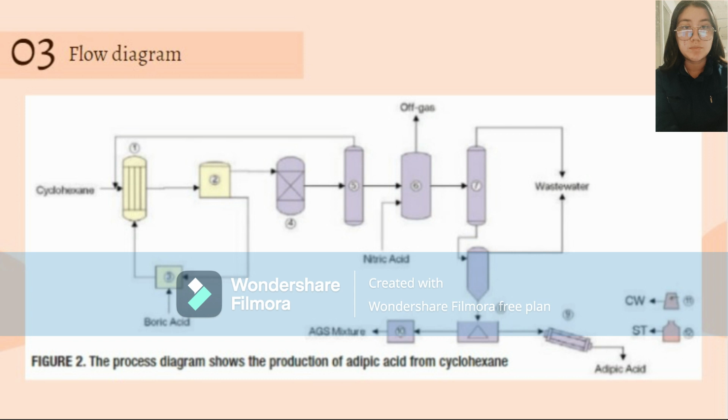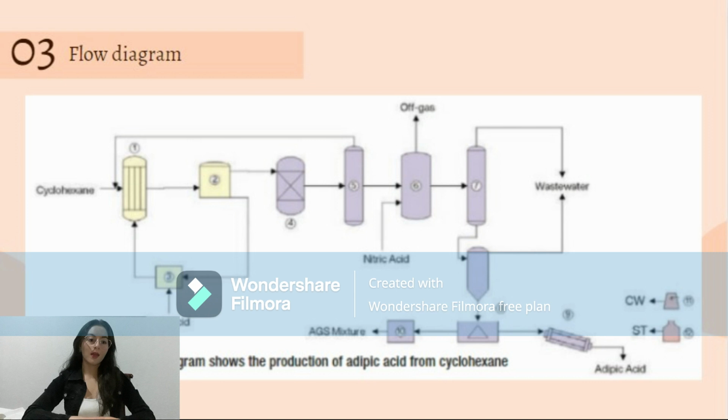In the process for adipic acid production, the cyclohexane comprises two main sections: the first oxidation step and the second oxidation step. In the first oxidation step, the cyclohexane is oxidized in the liquid phase to cyclohexyl hydroperoxide, CHP, in the presence of cobalt and boric acid. CHP is then converted to adipic acid.